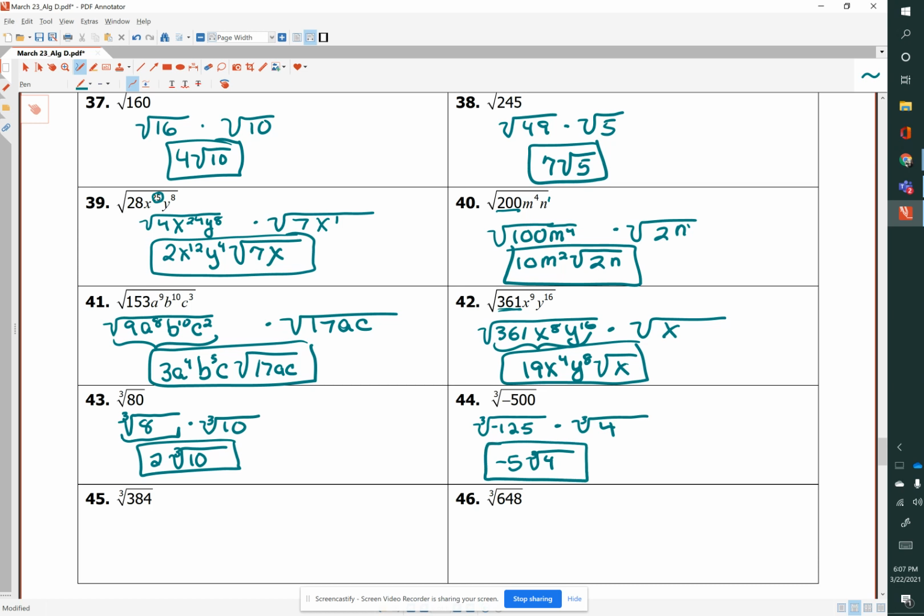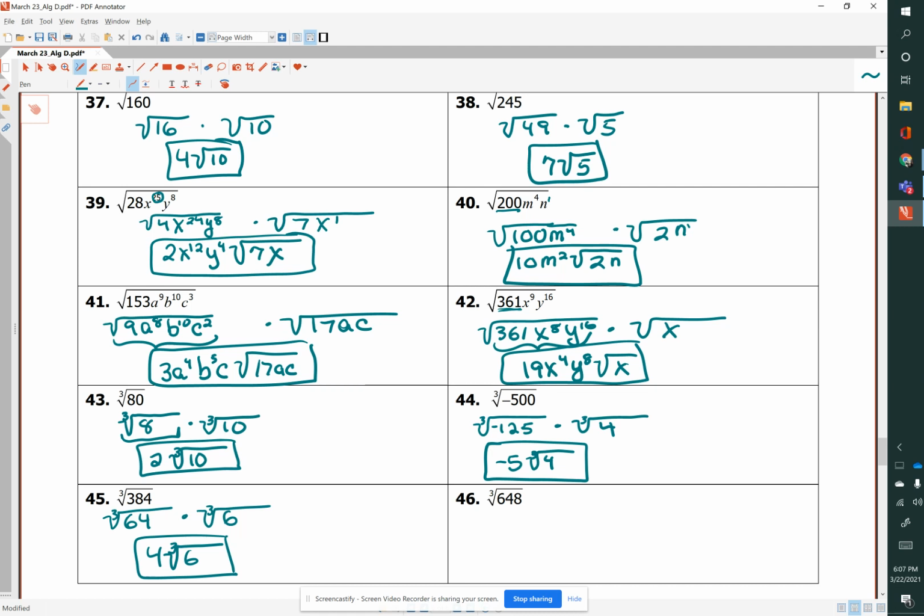And then 384 can be thought of as 64 times 6. So the cube root of 64, and that's 8 times 8, times the cube root of 6. So the cube root of 64 is 8. I'm sorry, is 4. 4 times 4 times 4. Square root would be 8, but cube root is 4. Times the cube root of 6, and that's our final answer.